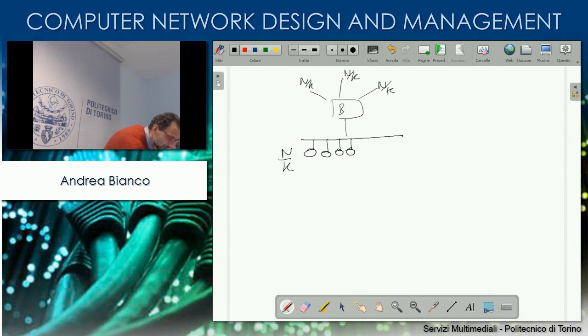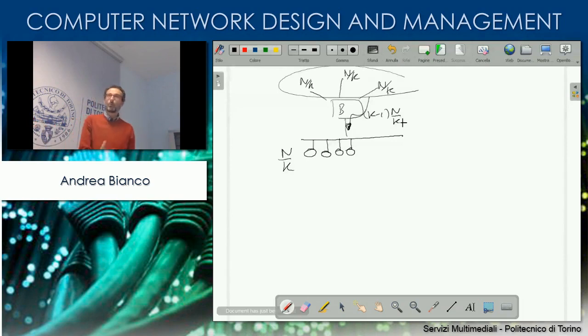So the total number of users which are accessing this LAN through this single transceiver is K minus 1 times N over K. 3/4 in our example, right? 1/4 in the segment and 3/4 in the other 3 segments, if K is 4. Okay?